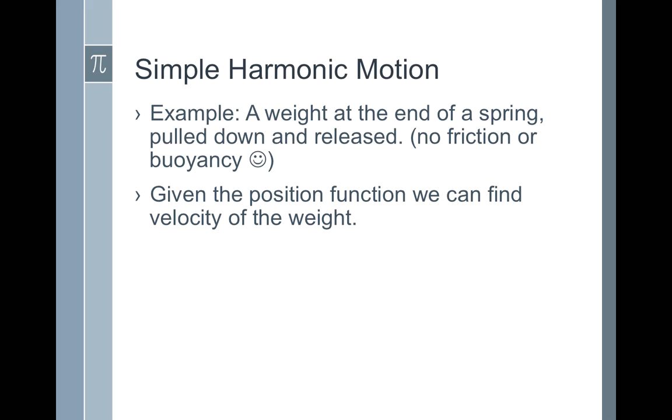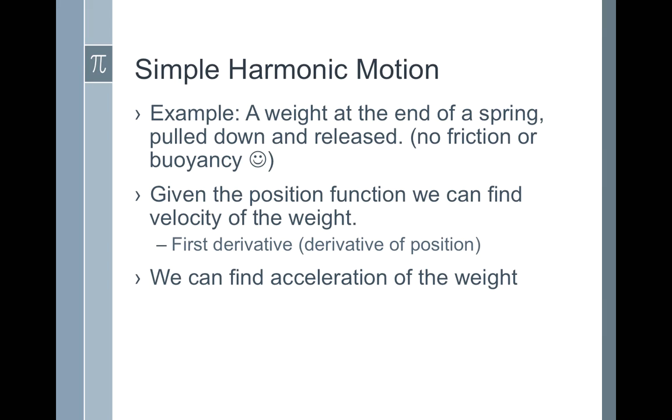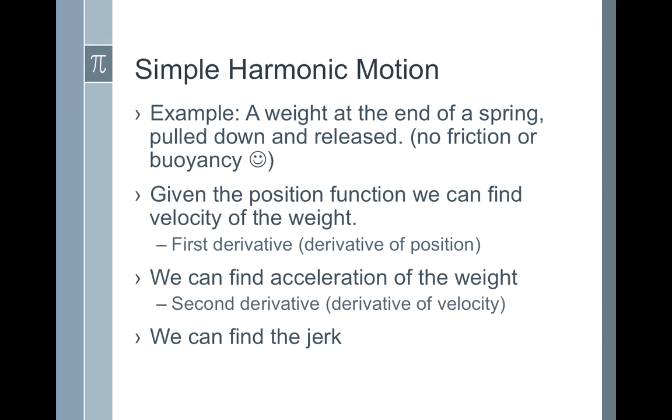And if you're given the position function, we can find velocity by doing the first derivative. We can find acceleration by doing the second derivative. And the last piece is what's called jerk, and jerk is the third derivative, which is the derivative of acceleration. And that's basically saying, like, right when you let go of the weight, how much force is being pulled at you right away.